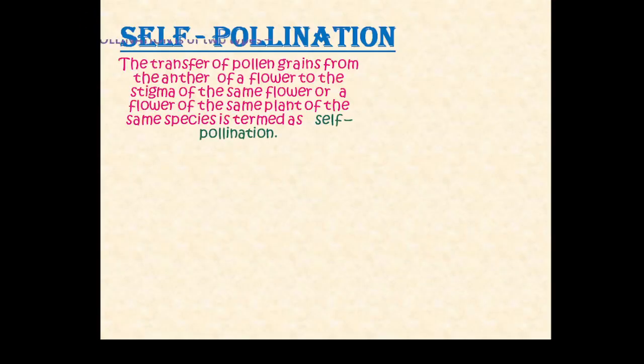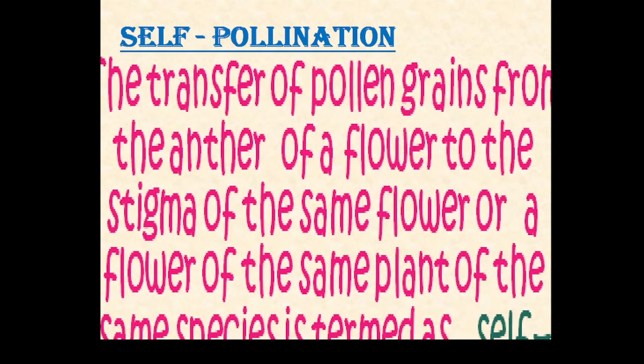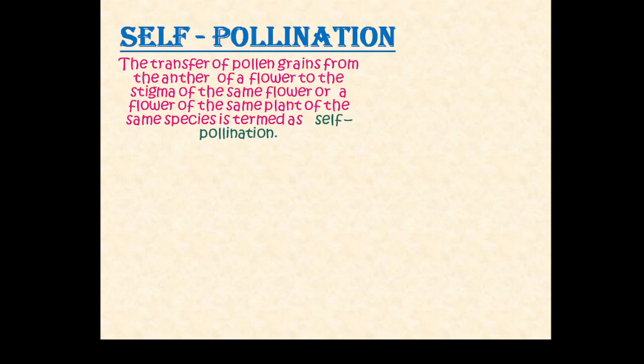First, you're having self-pollination. If we talk about this self-pollination, I think here you can see this slide. Self-pollination is just the transfer of pollen grains from the anther of a flower to the stigma of another flower, or a flower of the same plant, of the same species. The transfer of pollen grains from the anther of a flower to the stigma of the same flower or a flower of the same plant of the same species is termed as self-pollination. Self-pollination is of two types.